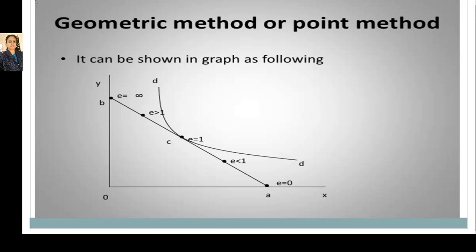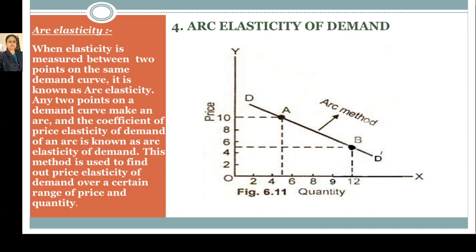Now we move to the next method, arc elasticity of demand. When elasticity is measured between 2 points on the same demand curve, it is known as arc elasticity. Any 2 points on a demand curve make an arc, and the coefficient of the price elasticity of demand of an arc is known as arc elasticity of demand. This method is used to find out price elasticity of demand over a certain range of price and quantity.